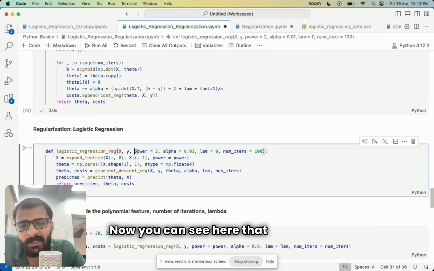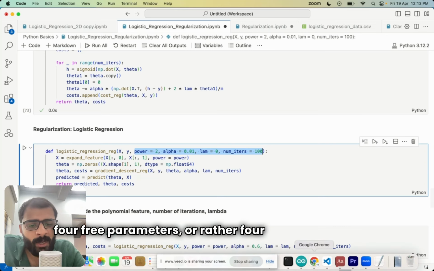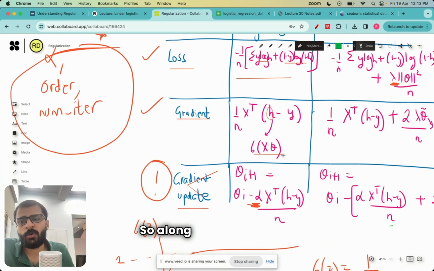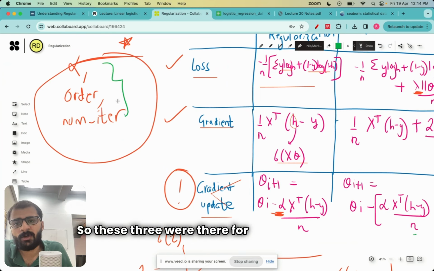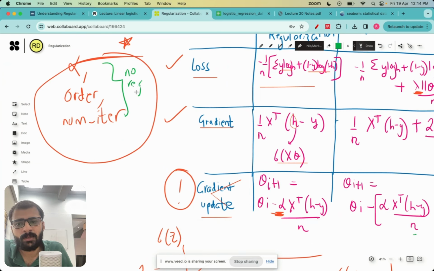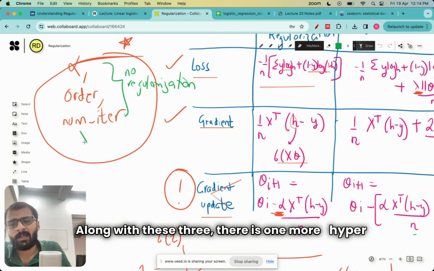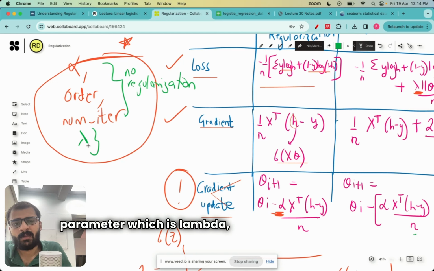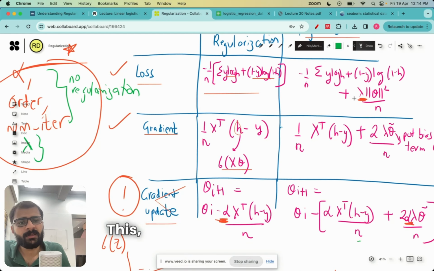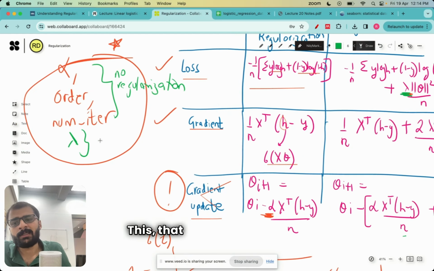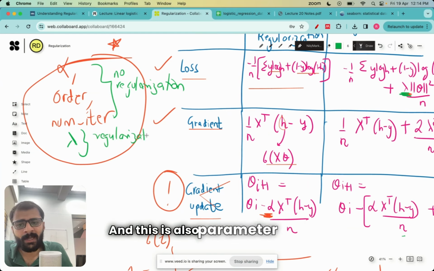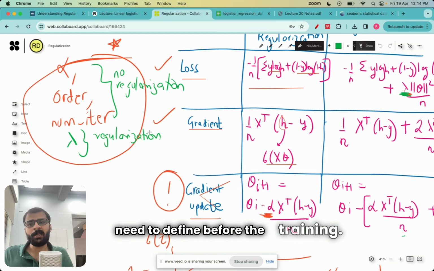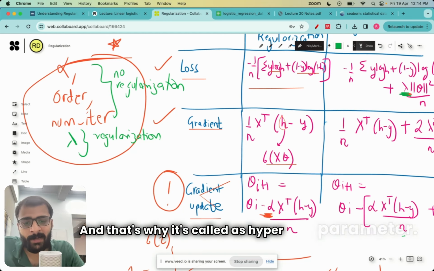Now you can see here that there are four free parameters, or rather four hyperparameters. These three were there for no regularization. Along with these three, there is one more hyperparameter which is lambda, which is this parameter here, that is for regularization. This is also a parameter which we'll need to define before the training, and that's why it's called a hyperparameter.